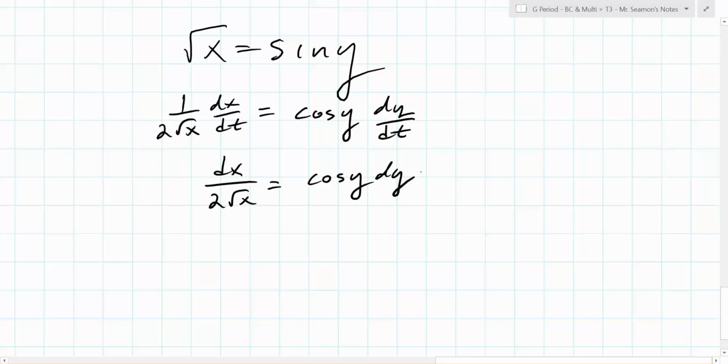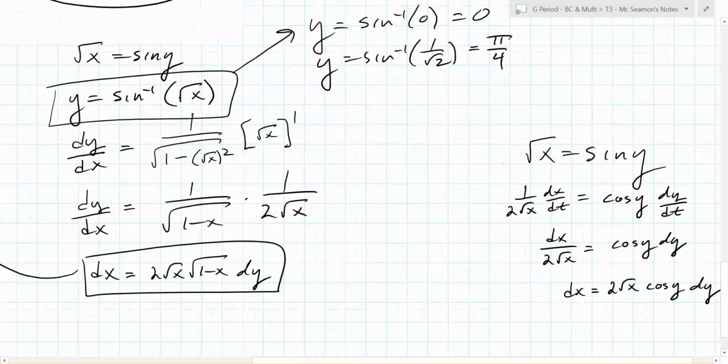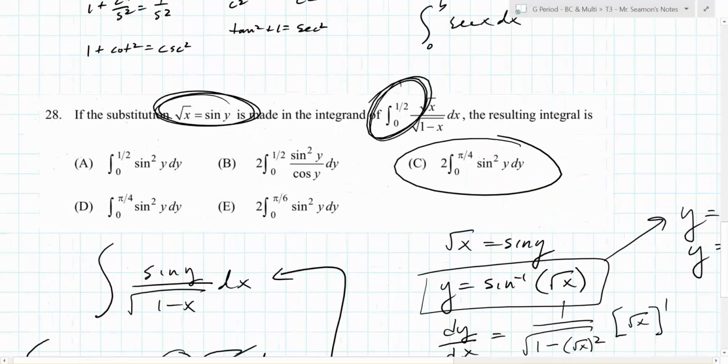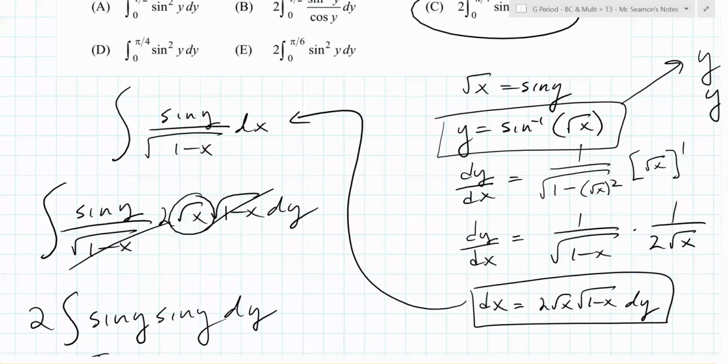Are you with me so far? So what can you isolate now? What does dx equal? Tell me. 2 root x cosine y dy. You with me so far? You can then use that to plug back into your original. The challenge is that you will have to do some creative algebra to do some canceling to get rid of that cosine. It does work. You have to be very careful with it though. What I showed you is my vastly preferred method.